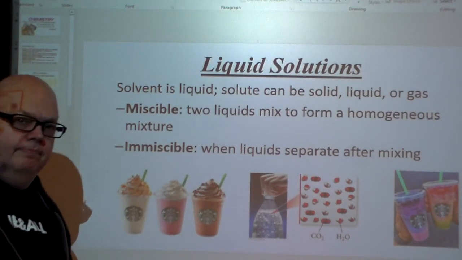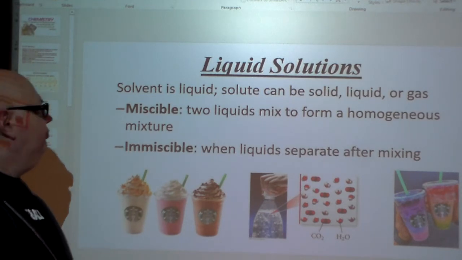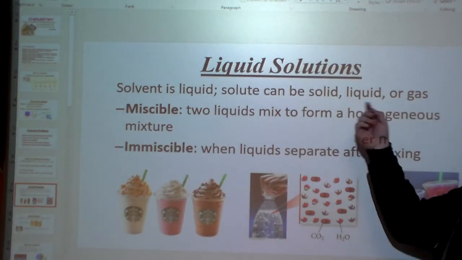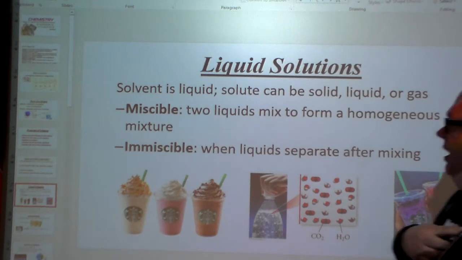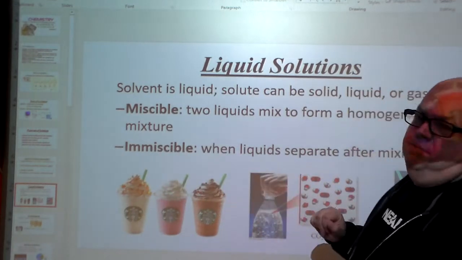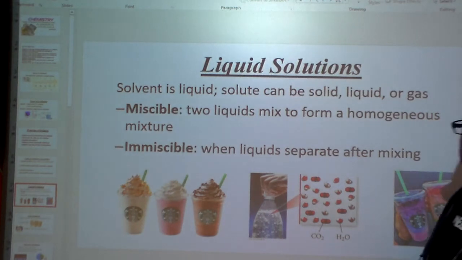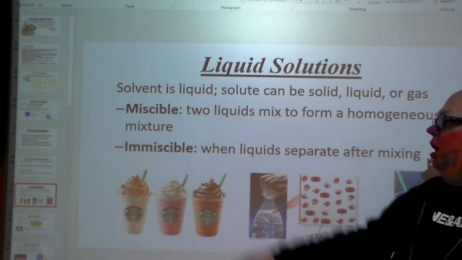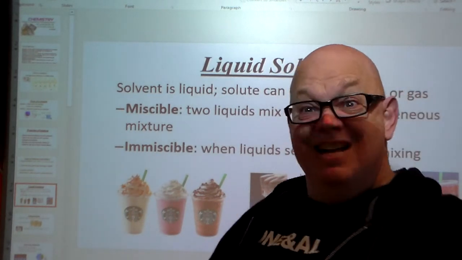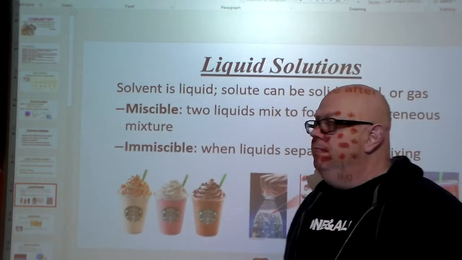Now, liquid solutions. The solvent is a liquid. That's the basic idea behind it. The solute could be a solid, a liquid, or a gas. Now, there's two ways to look at it. There's miscible and immiscible. Miscible, the two liquids can mix and form a homogeneous mixture. Pretty straightforward. A great example of something that would be miscible would be chocolate syrup and milk. They're both liquids. Mix them together, that's miscible.